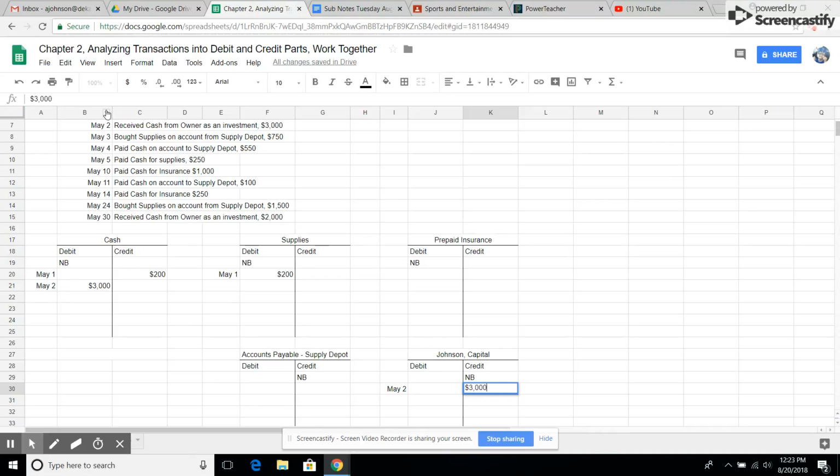So again, we have $3,000 in debit, $3,000 in credit, so our debits equal our credits, and that is a good thing. May 3rd, we bought supplies on account from Supply Depot. Okay, so if we're buying supplies on account, cash is not being used. We are receiving some more supplies, so our supplies balance is going to go up. So May 3rd, if our supplies balance is going up, we want to put that on our normal balance side, which for supplies is a debit. We have $750 for supplies. We are also going to increase the amount in which we owe Supply Depot. So May 3rd, a liability account increases on the credit side, so we'll put our $750 there. And our debits equal our credits.